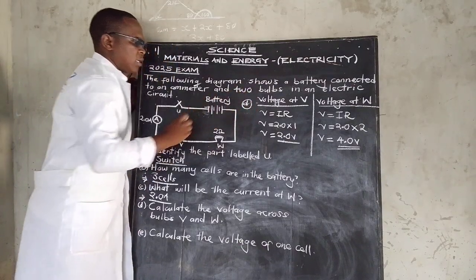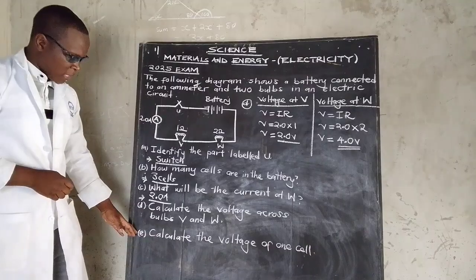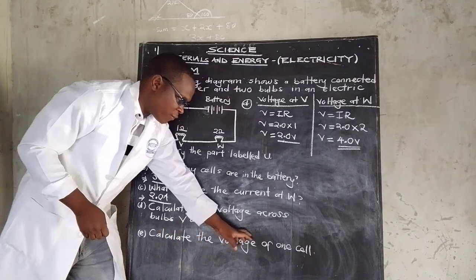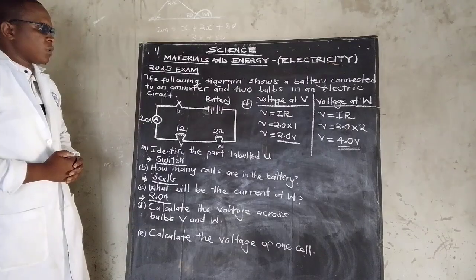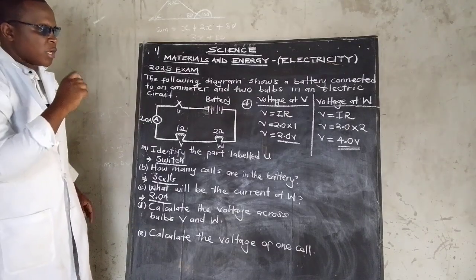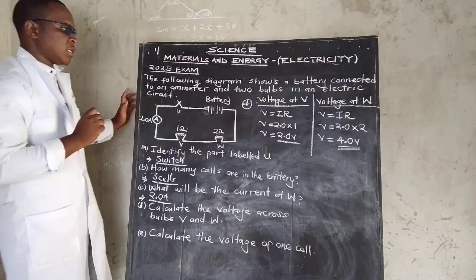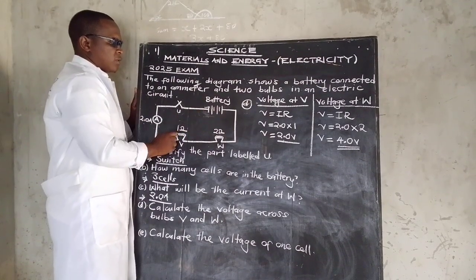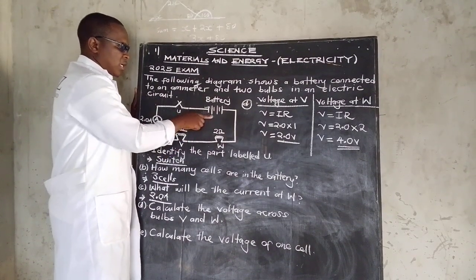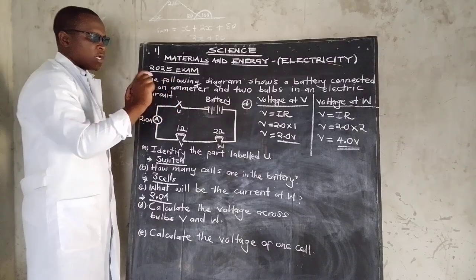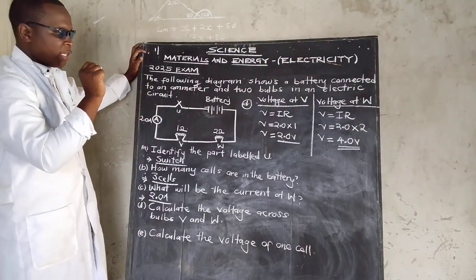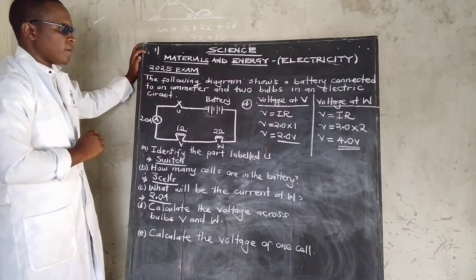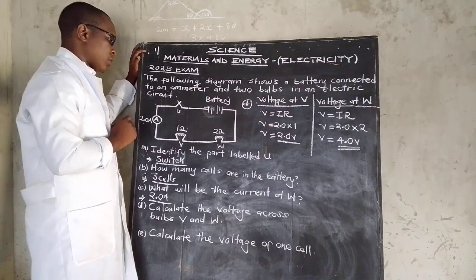So we are done with question D. Now let's switch on to question E. The last one is saying calculate the voltage of one cell. So they want us to calculate the voltage for a single cell. Now in this case, we know this circuit has 3 cells. Now they want us to calculate the voltage for one cell. Okay, so how are we going to calculate this one?